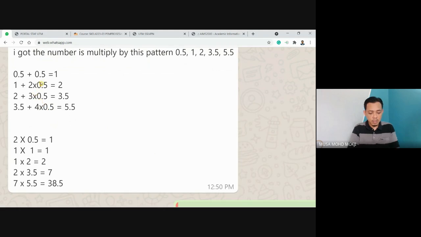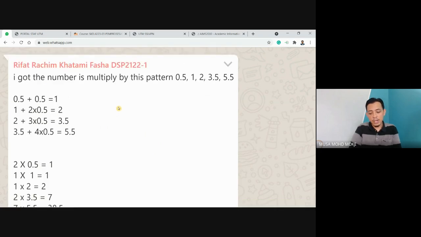So this is 1, 2, so not here, somewhere from here, 1. This is actually 1 multiplied by 0.5, 2, 3, 4. So what I mean is, if you have a sequence and you can see there is an index, that's a good sign that you will understand the DSP. You will understand the DSP.